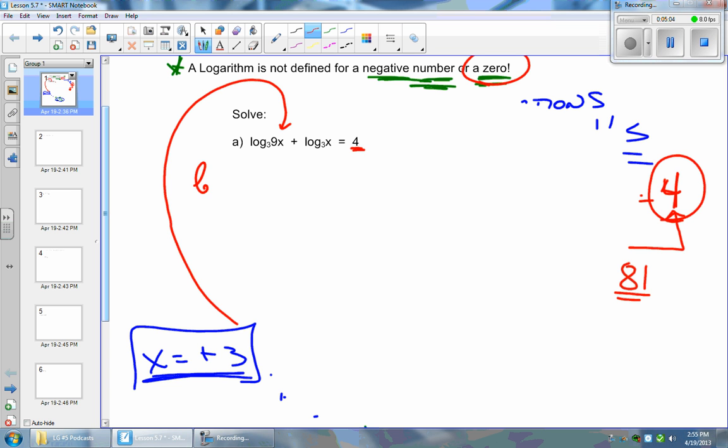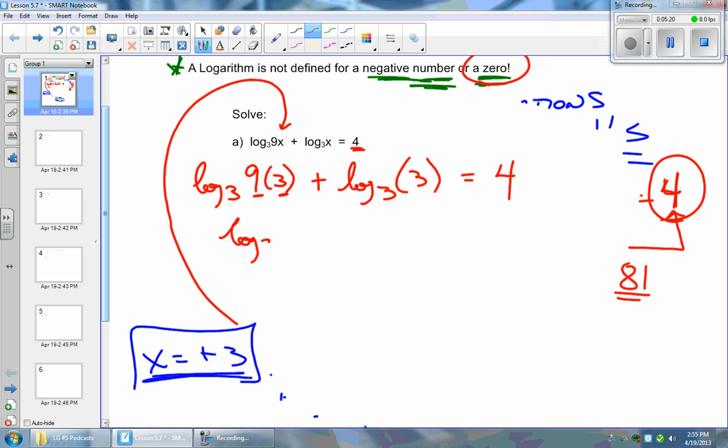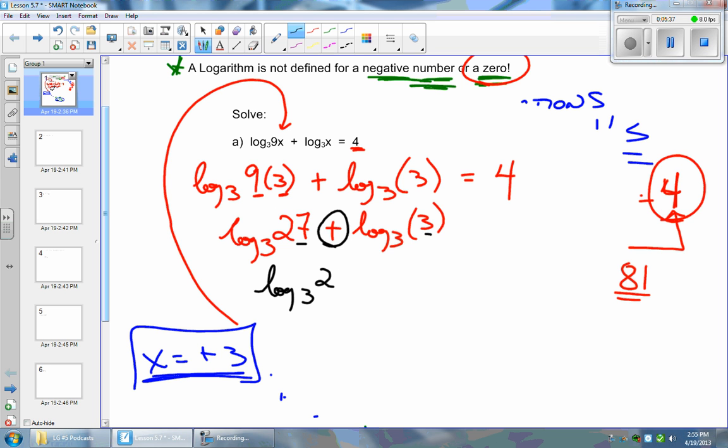All right, log base 3 of 9, and x is 3, beautiful, plus log base 3 of 3, I hope somewhere equals 4. Let's figure this out. Well, what's 9 times 3? Well, 9 times 3 is 27, plus log base 3 of 3. Okay, remember, the log laws tell you that when it's plus, all you have to do is multiply. So, okay, log base 3 of 27 times 3, right, which is log base 3 of 81.